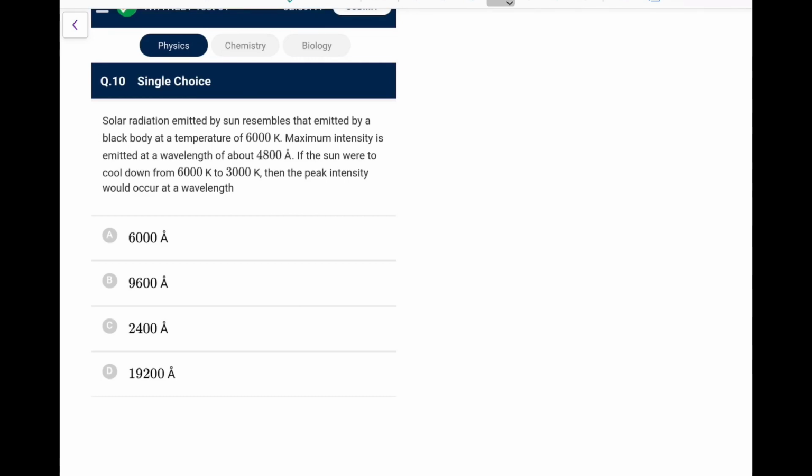Solar radiation by sun resembles that emitted by a black body at 6000. This is the third time this is given. The temperature of sun is around 6000 Kelvin. Maximum wavelength, maximum intensity is around 4800 angstrom. If sun were to cool down to 3000, what would be the peak intensity?